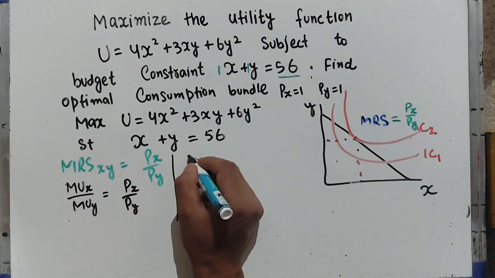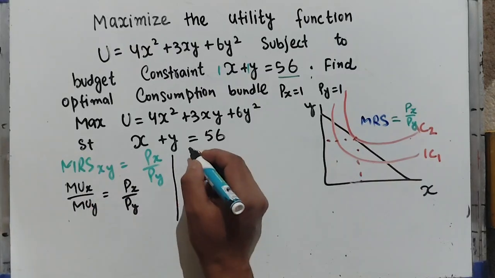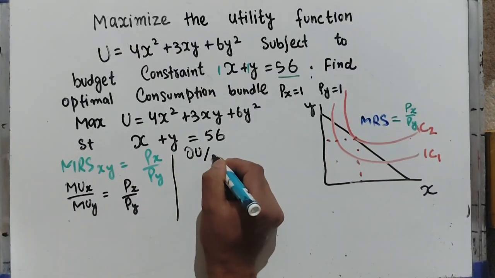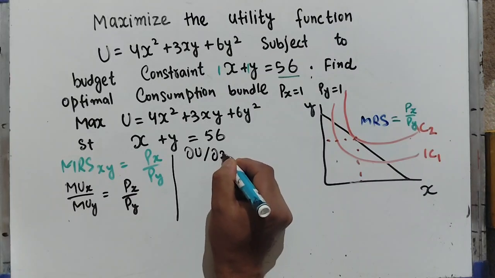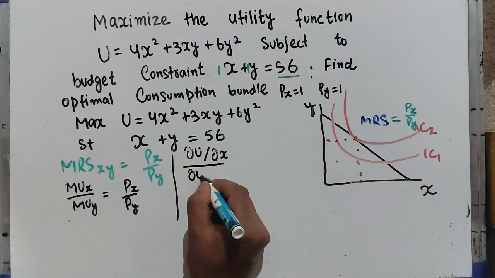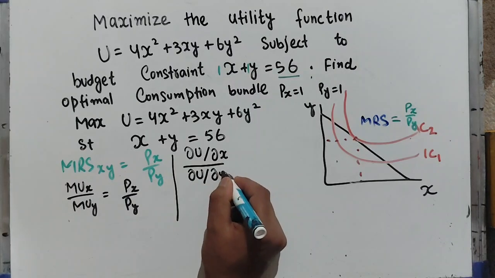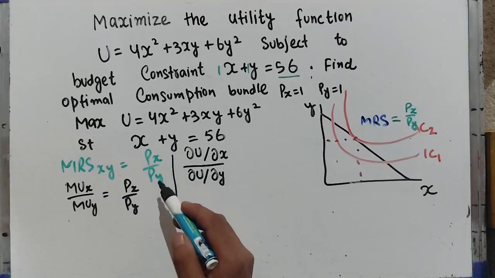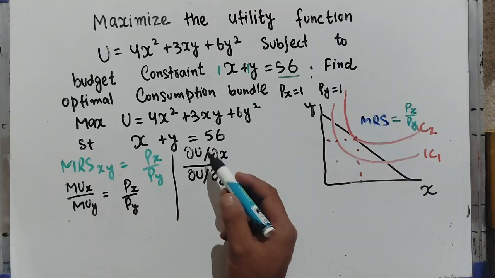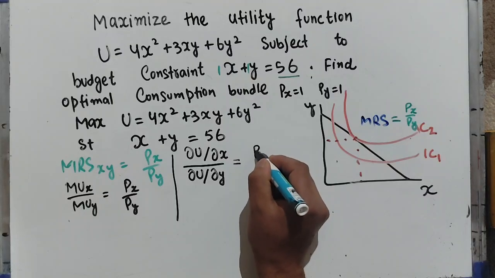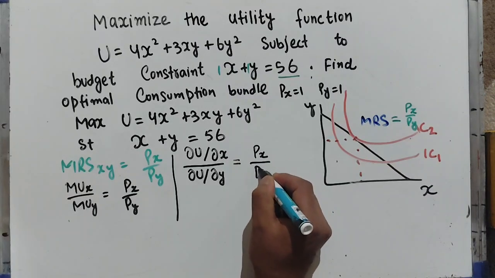MUx means the marginal utility of good x, that is the change in the utility due to the change in the units of good x consumed. Likewise, marginal utility of y is the change in the utility due to the change in the consumption of good y, that is the partial derivative of the utility function with respect to good x, divided by the partial derivative of the utility function with respect to good y, and it should be equal to the price of good x upon the price of good y.